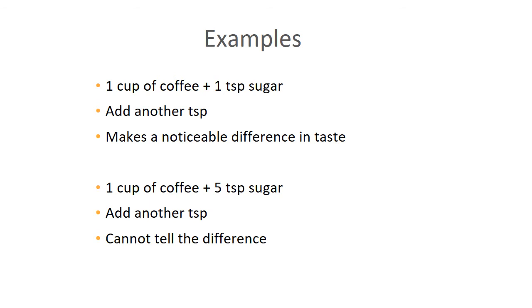However, if we have that cup of coffee and we now add 5 teaspoons of sugar, we have 5 teaspoons of sugar in it. Then we add another teaspoon of sugar. We probably are not going to be able to tell the difference between the 5 teaspoons of sugar and the 6 teaspoons of sugar. We will not be able to detect that difference.